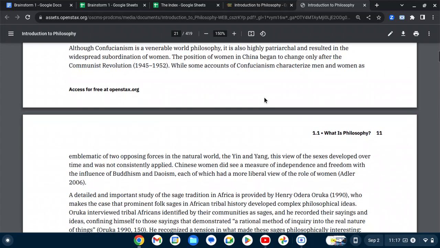Although Confucianism is a venerable world philosophy, it is also highly patriarchal and resulted in the widespread subordination of women. The position of women in China began to change only after the Communist Revolution. While some accounts of Confucianism characterize men and women as emblematic of two opposing forces in the natural world, the yin and the yang, this view of the sexes developed over time and was not consistently applied. Chinese women did see a measure of independence and freedom with the influence of Buddhism and Taoism, each of which had a more liberal view of the role of women.